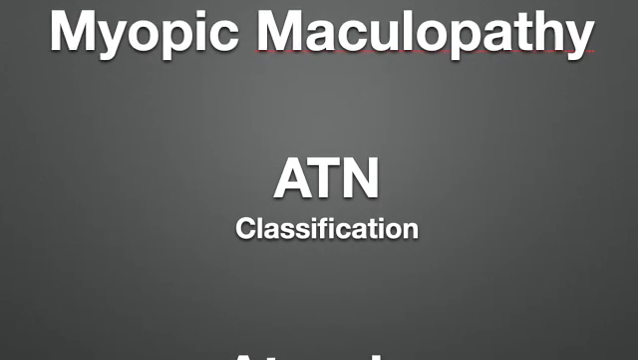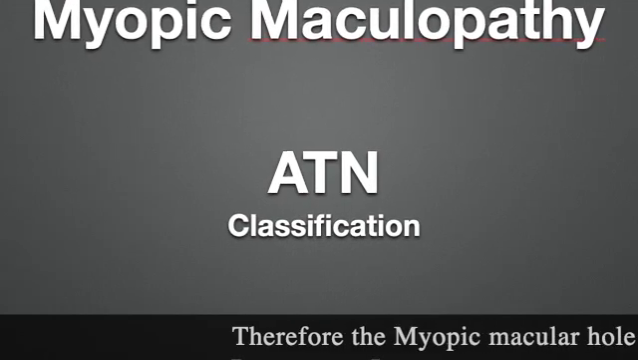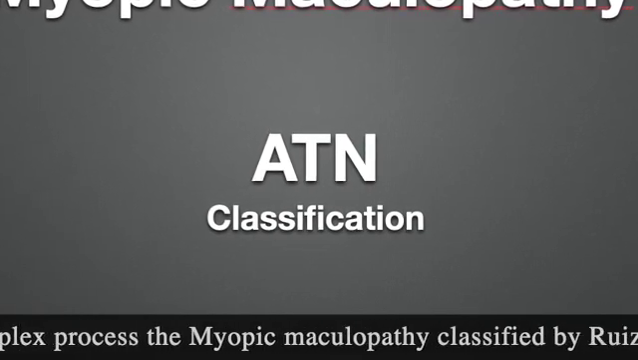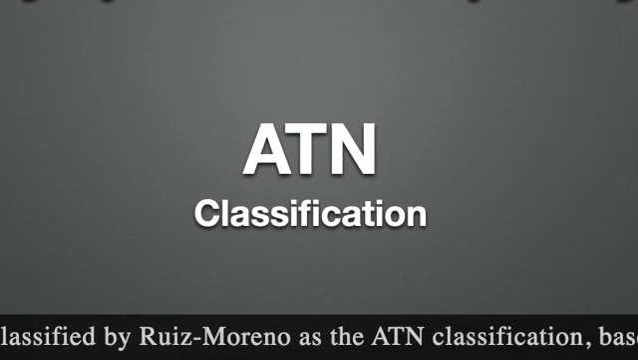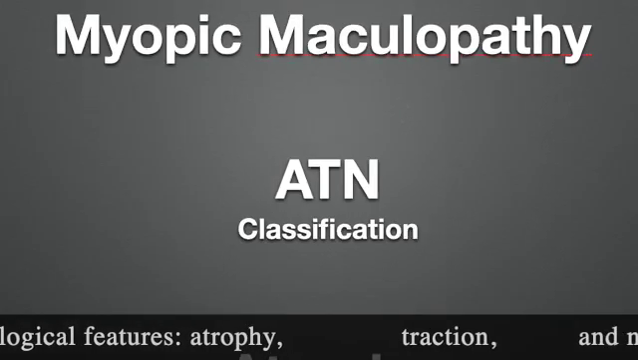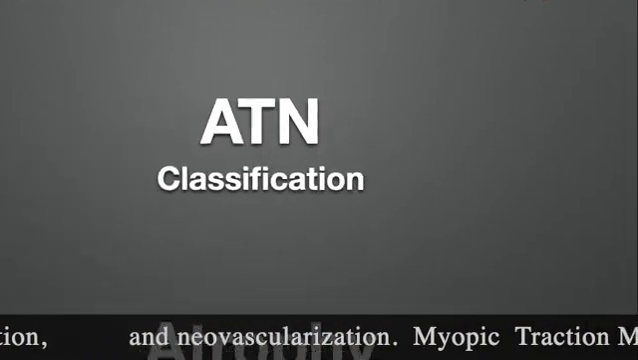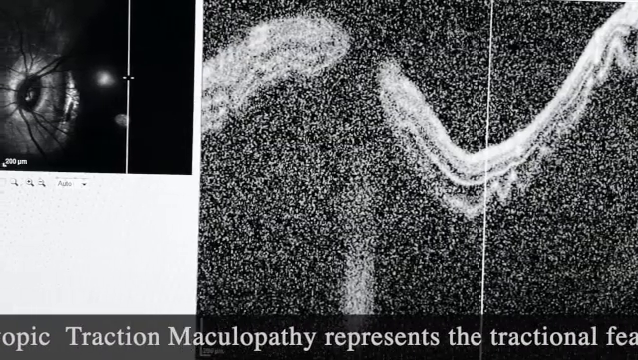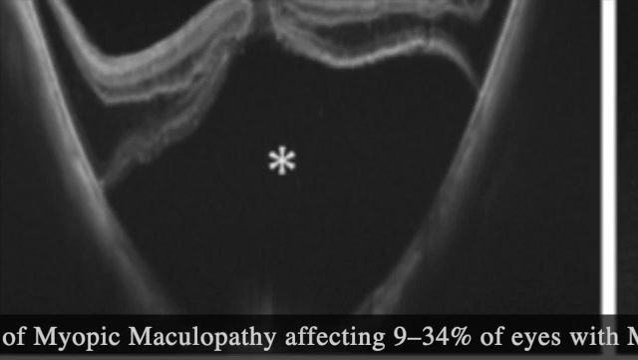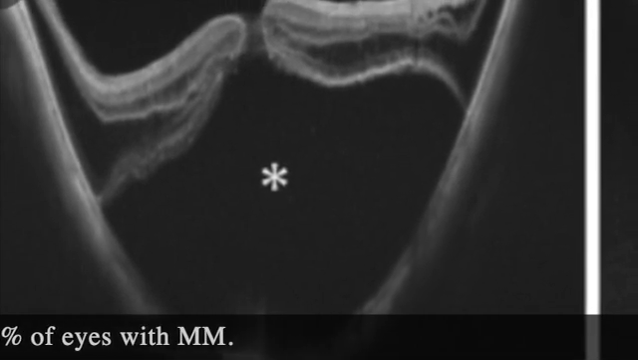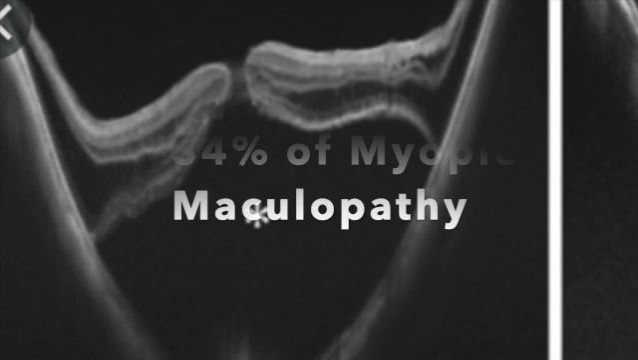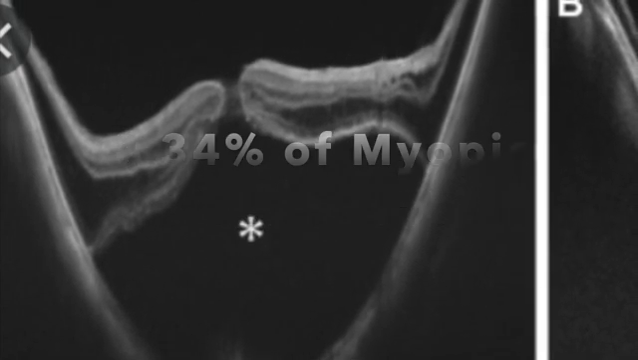Therefore, the myopic macular hole is one aspect of a complex process, the myopic maculopathy, that has been classified by Ruiz-Moreno as the ATN classification. It is based on three main pathological features: atrophy, traction, and neovascularization. Myopic traction maculopathy represents the tractional feature in the ATN triplet of myopic maculopathy. It affects 9 to 34% of eyes with myopic maculopathy.